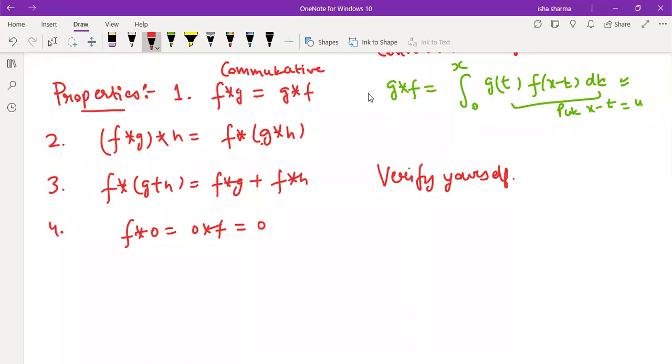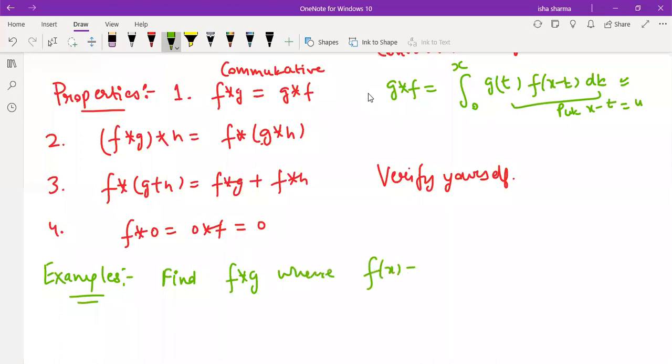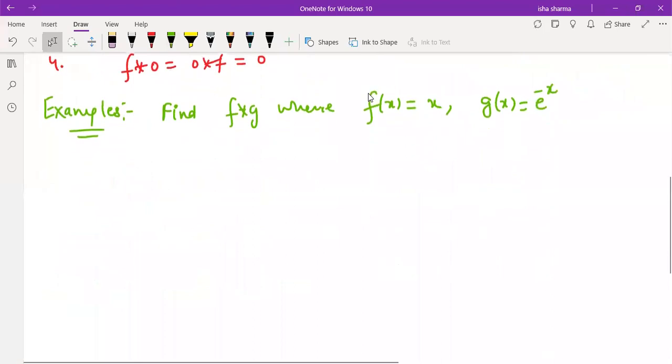So now let me give you the examples of how to find the convolution of two functions. This is the question: find f star g where f of x is x, g of x is e raised to power minus x. So suppose you are given two functions and you need to find their convolution. Let's see how we are going to do this one.